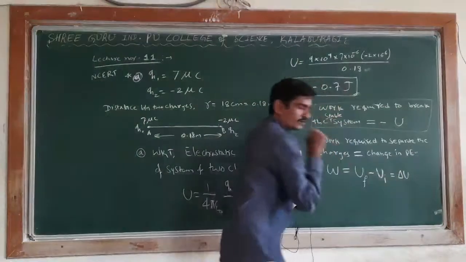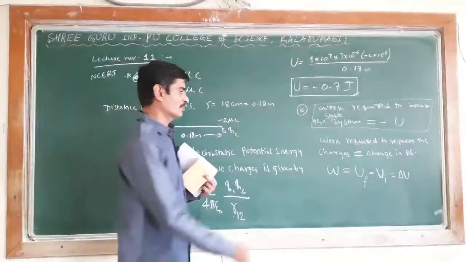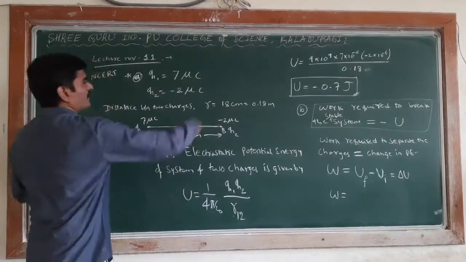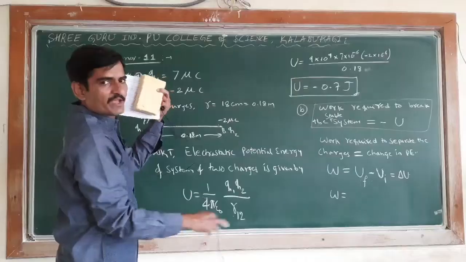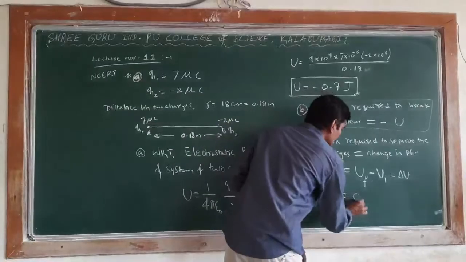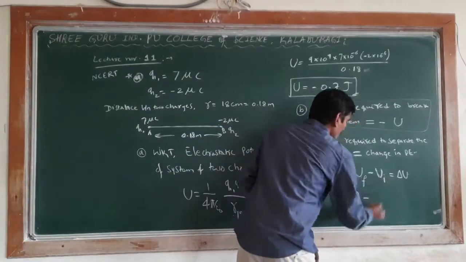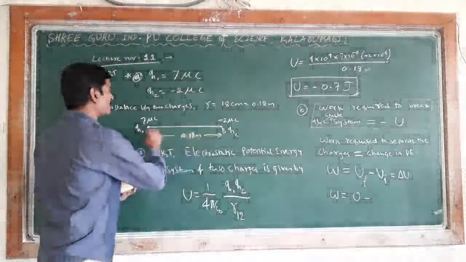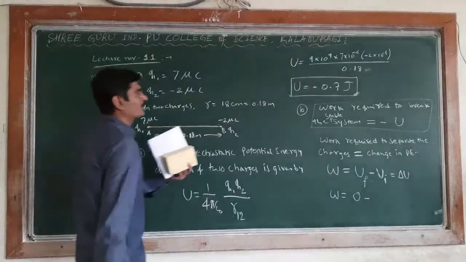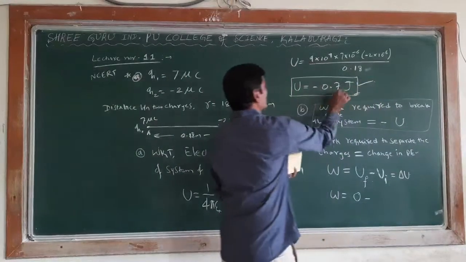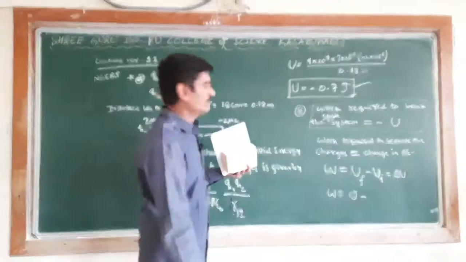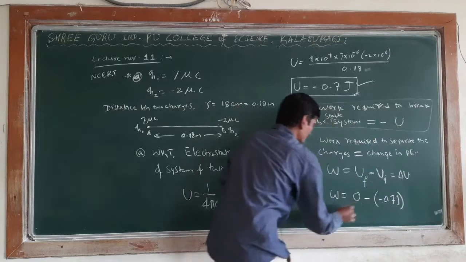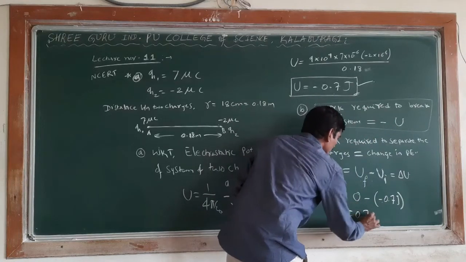Work done is equal to the change in potential energy, as we already know. So UF, the potential energy at infinity, because finally these two are separated and sent to infinite distance, is 0, minus the potential energy at the initial position. The initial position is when the distance between them is 0.18 meter. The potential energy of the system then is minus 0.7 joule. So minus into minus is plus. So W is equal to 0.7 joule.